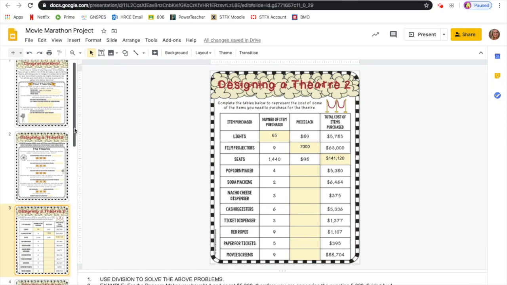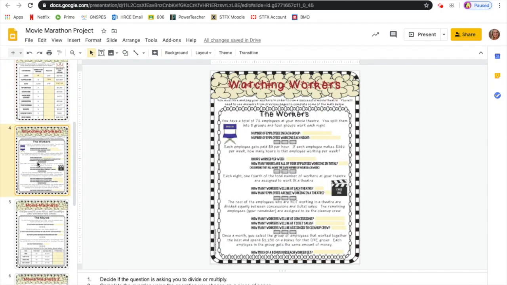Okay. Slide number 4 is similar to slide number 2. You have to tell me which one it is, either multiplication or division. Then you need to complete the question using the operation you chose, and then you're going to write the answer in the designated box.